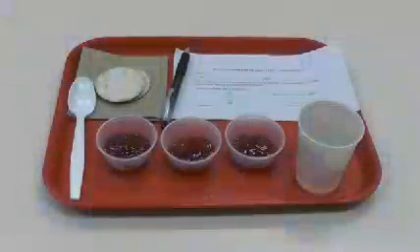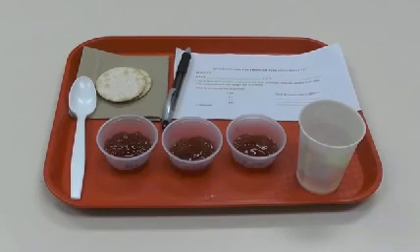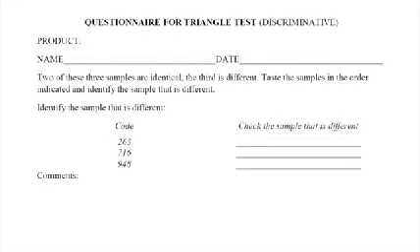Here is an example of how a triangle test is set up. 3 samples will be used where 2 are the same and 1 is different. The questionnaire tells the panelist that 2 of the 3 samples are identical and asks the panelist to identify the sample that is different. The order of tasting is also indicated on the questionnaire.